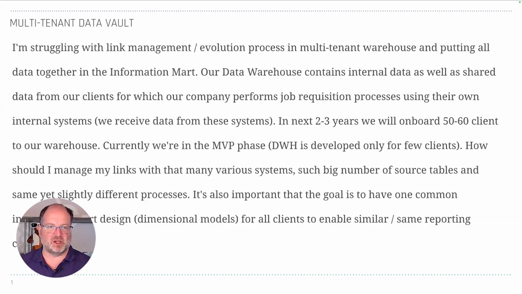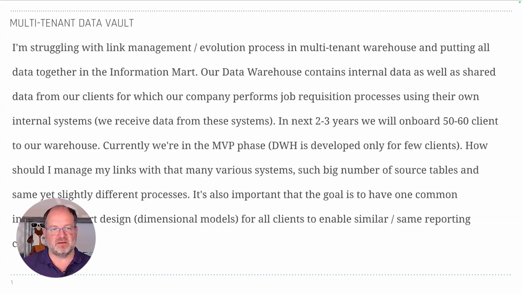I'm struggling with link management evolution process in multi-tenant warehouse and putting all data together in the information mart. Our data warehouse contains internal data as well as shared data from our clients, for which our company performs job requisition processes using their own internal systems. We receive data from these systems. In the next 2 to 3 years, we will onboard 50 to 60 clients to our warehouse. Currently, we're in the MVP phase. Data was developed only for a few clients.